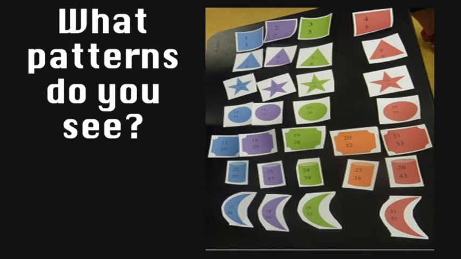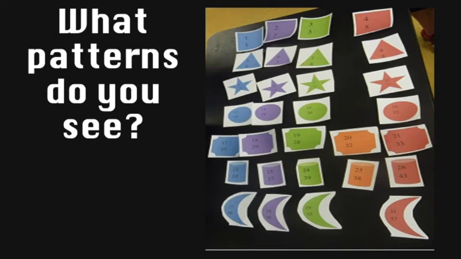So this isn't too hard, but if you're observant, you'll see that all the rows have the same shape, right? The first row is a square, the second row is a triangle, and so on and so forth. You'll also see that the columns are all the same color. And also you'll notice that they have numbers on them, and these cards are numbered in order of the top number. If we look at the top number here, it goes 1, 2, 3, 4, 5, 6, 7, 8, 9, 10, 11, 12, and so on and so forth.